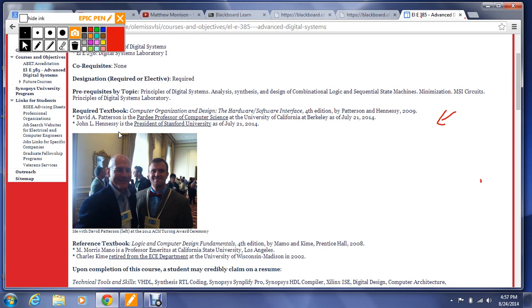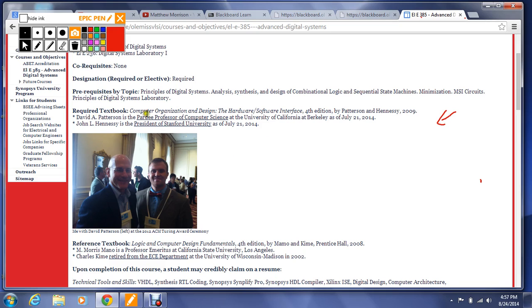He's currently the Pardee Professor of Computer Science at Cal Berkeley. And John Hennessy, the other author of the textbook, is the president of Stanford University. So these are two very important people in the industry who would be good for you to know their background and what it is they're trying to accomplish.